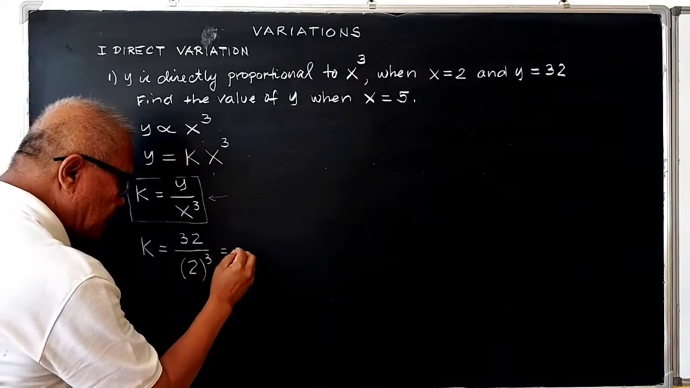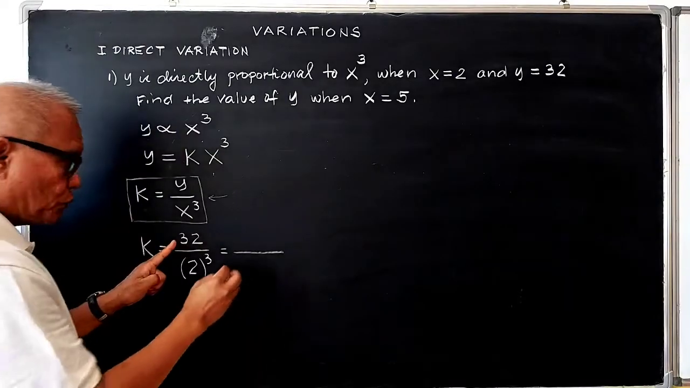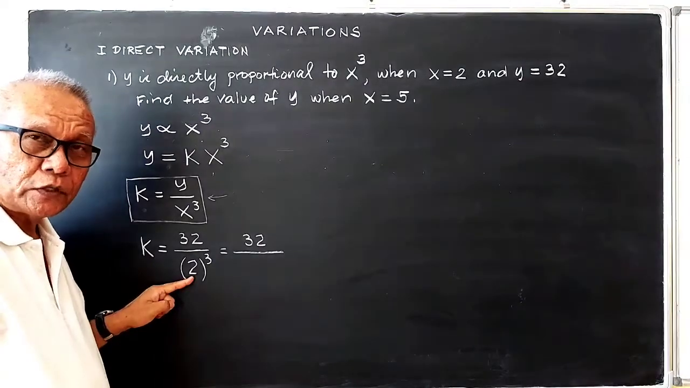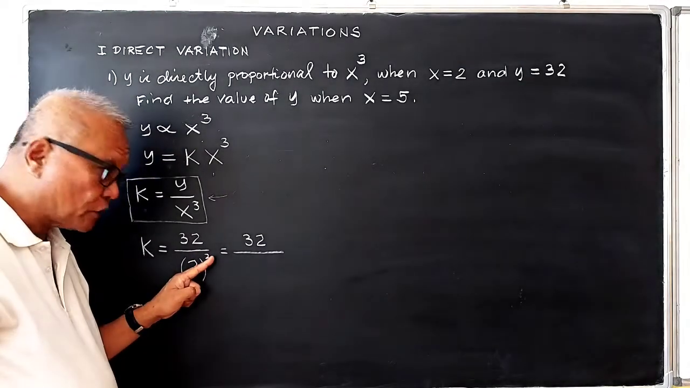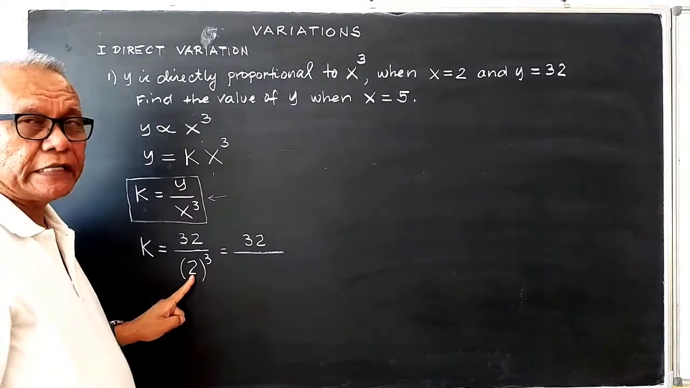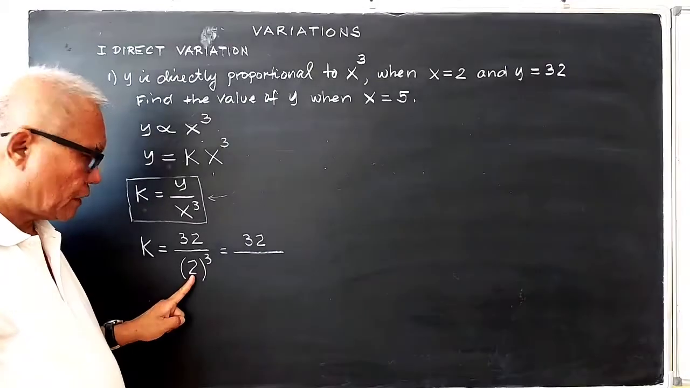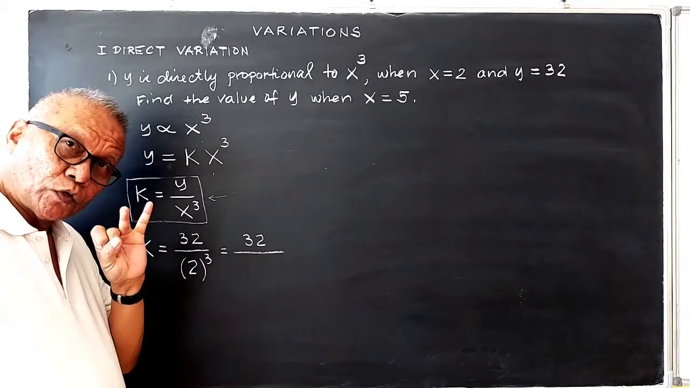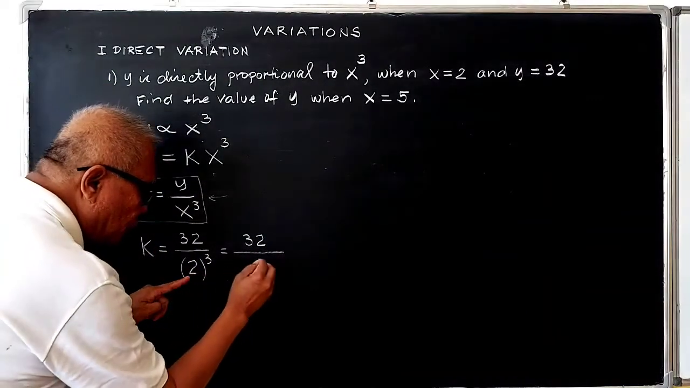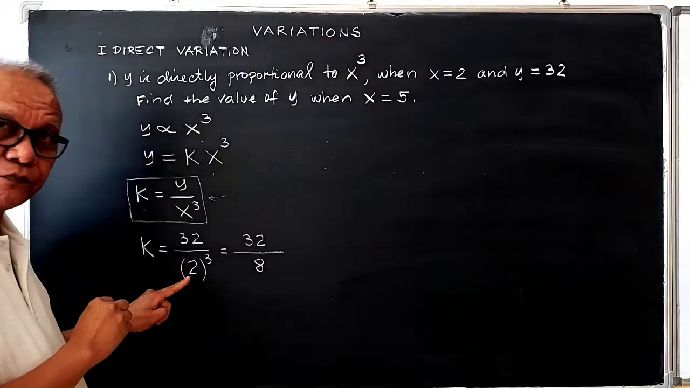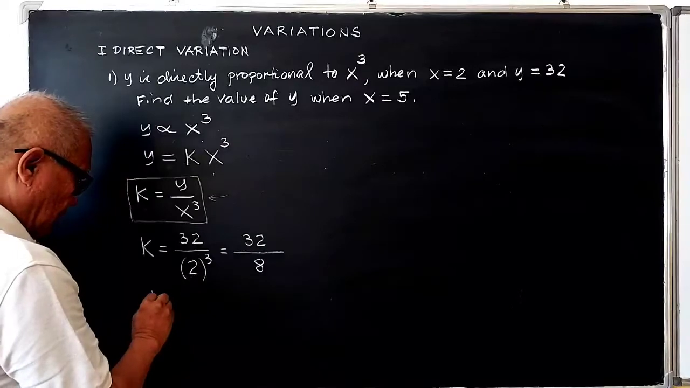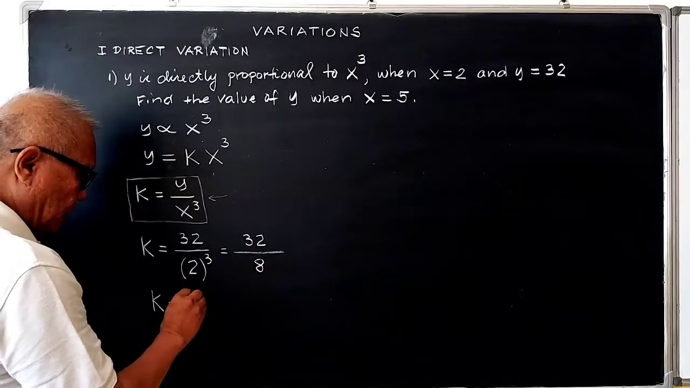Okay, to continue the class, 32 here. What is 2 cubed? That is not 2 times 3 because this one is the exponent. It means that we have to multiply the base by itself 3 times. So we have 2 times 2 is 4 times 2 is 8. Therefore, this 2 cubed is 8. And finally, we divide 32 divided by 8. So our k is equal to 4.